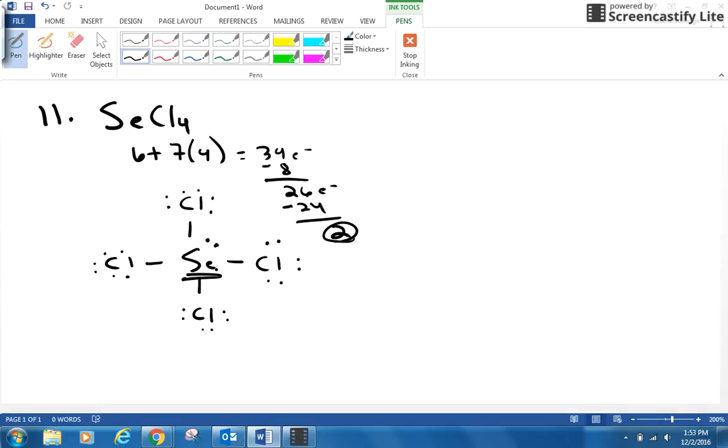One more I want to go through with you guys, and that's number 17. Number 17 is C2H4. Do the same process. Carbon is 4 times 2 plus 1 times 4. So my valence electrons altogether are 12.